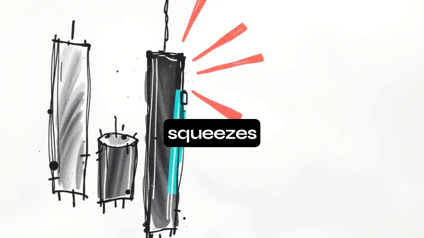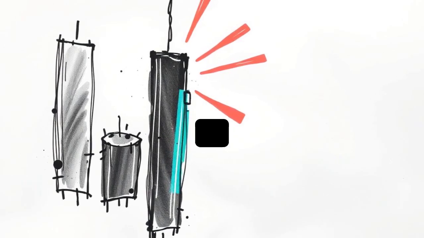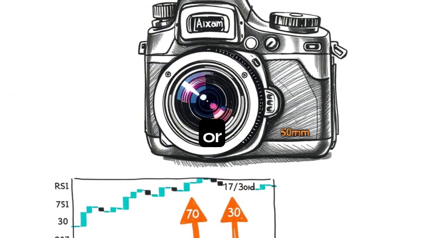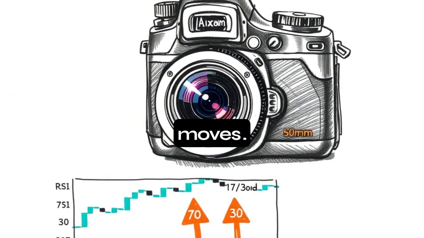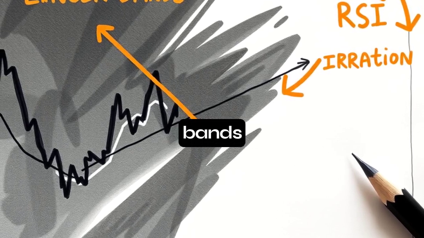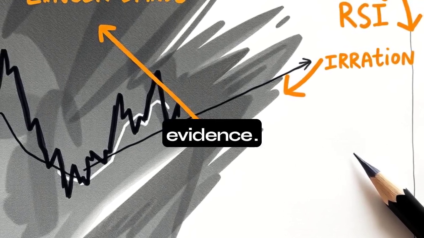Watch for band squeezes for low volatility and band breaks for momentum moves. Step 3. Check RSI for overbought or oversold extremes during volatile moves. Confirm signals. Rising ATR plus widening bands and RSI divergence is strong evidence.